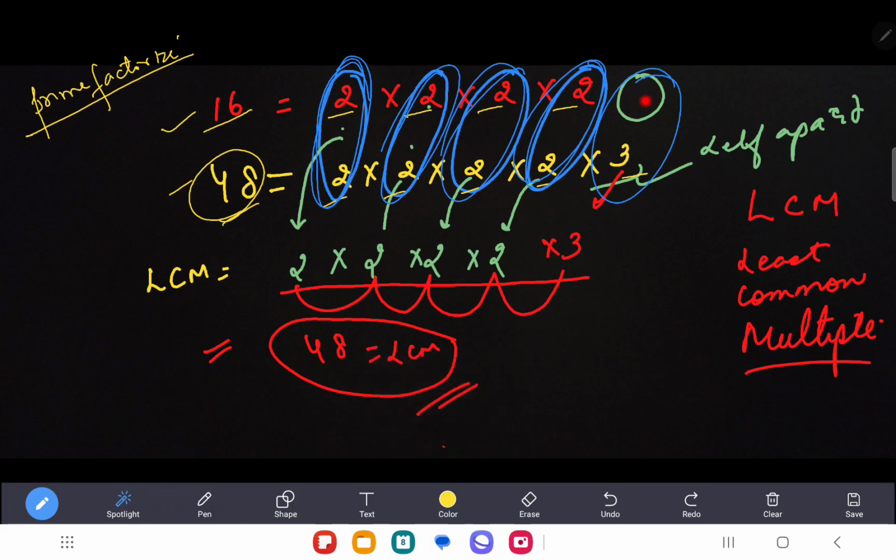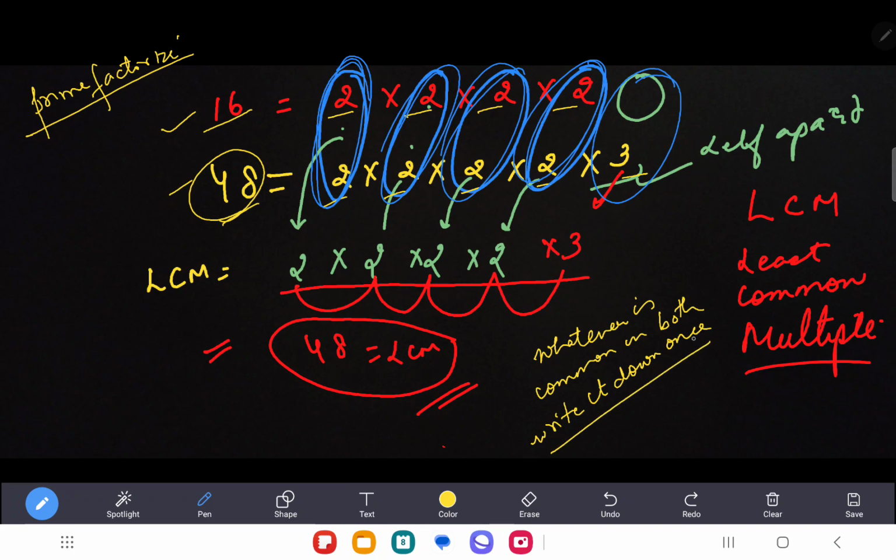So when you're finding the LCM, whatever is common in both, Adam, write it down once, and whosoever is not common, write that down too, but only once. And then you multiply all of them and you get the answer. Understood now the process of finding the LCM? Are you understanding?